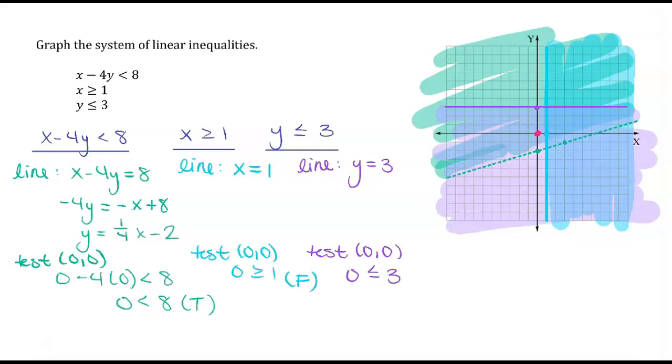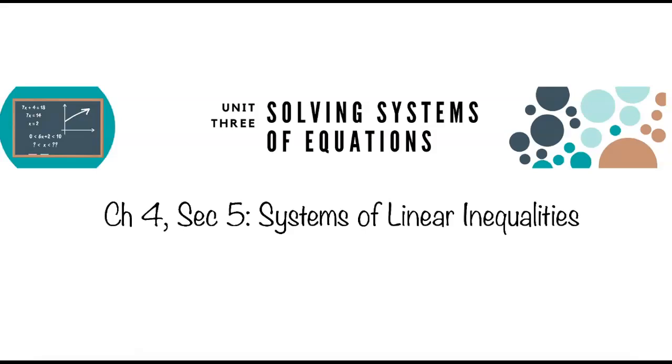Now, can you see where these 3 regions intersect? They intersect precisely in this middle portion right here. And that's the solution to this system of 3 linear inequalities. And that will conclude Chapter 4, Section 5, where we graphed systems of 2 and 3 linear inequalities.